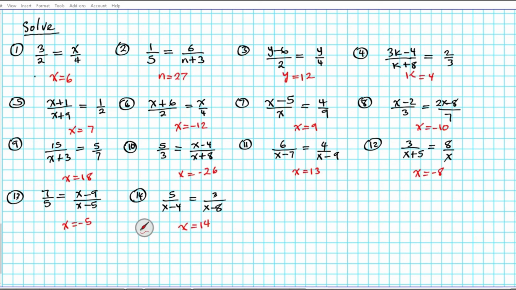Alright, so here are the answers to question number 1 to 14. Testing your ability to solve proportions, algebraic proportions using the star method.